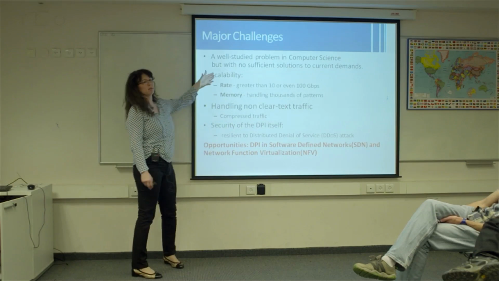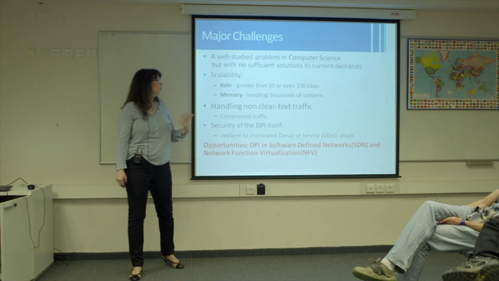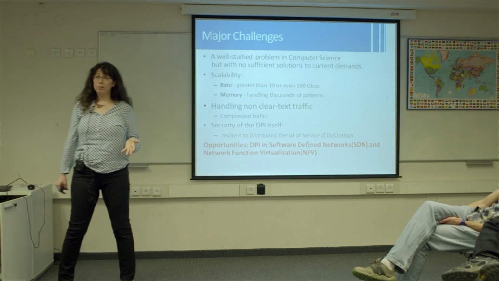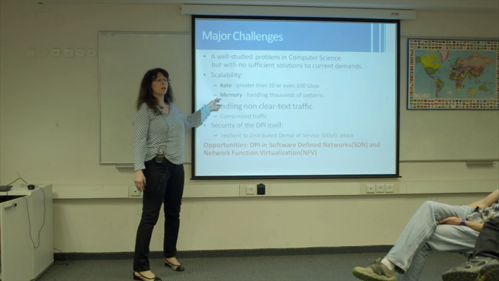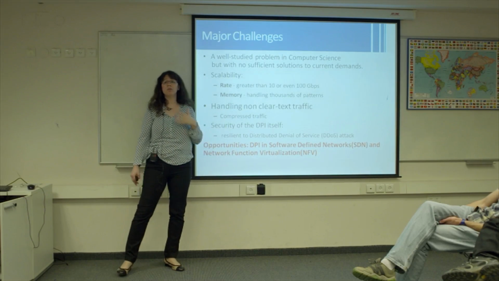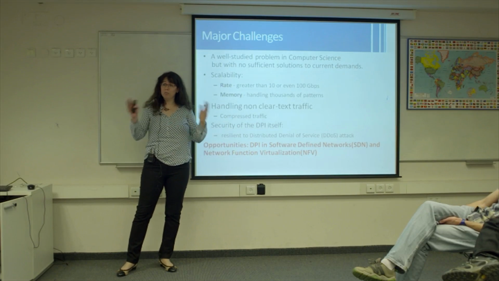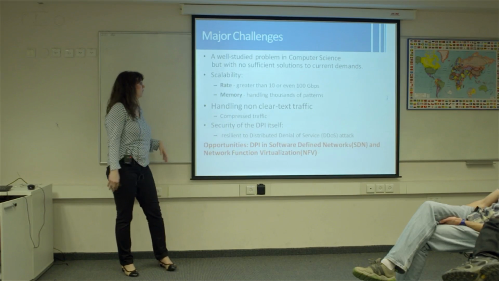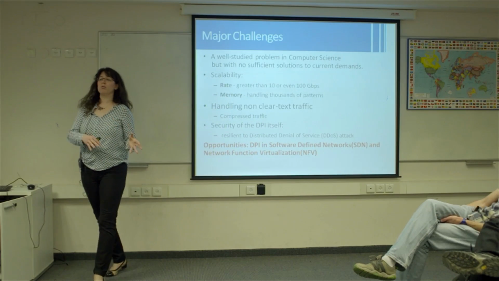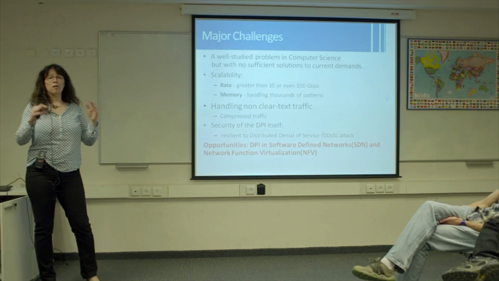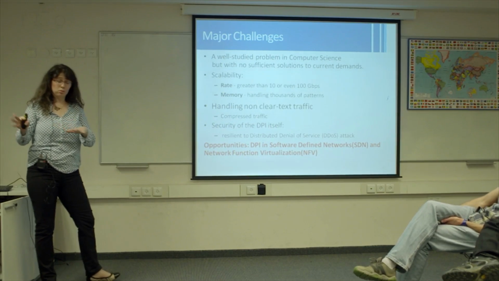First is scalability. You need to deal with rates of 10 or even 100 gigabit per second. This is the rate middleboxes work at today. Memory: you need to handle thousands of patterns. This is the set of patterns of middleboxes today, if you look at Snort, ClamAV. The traffic is becoming more and more sophisticated. I will concentrate on the fact that most of the traffic today is compressed.